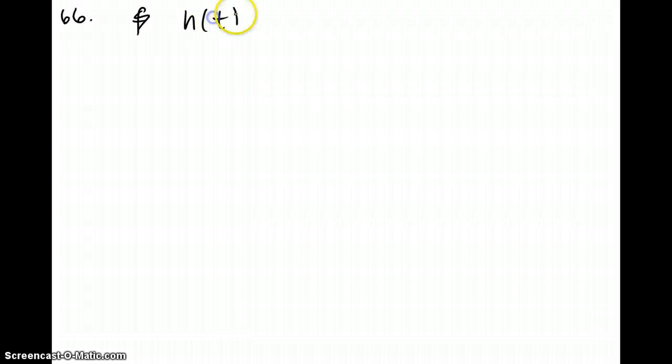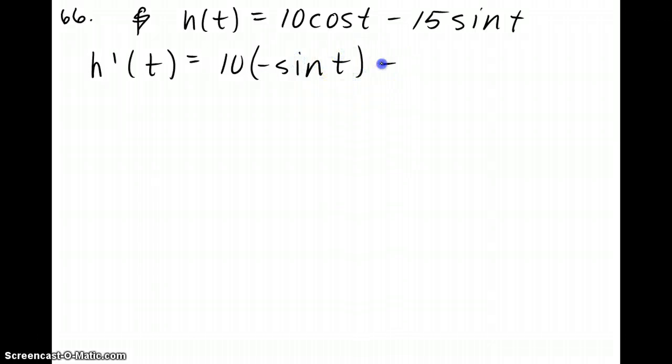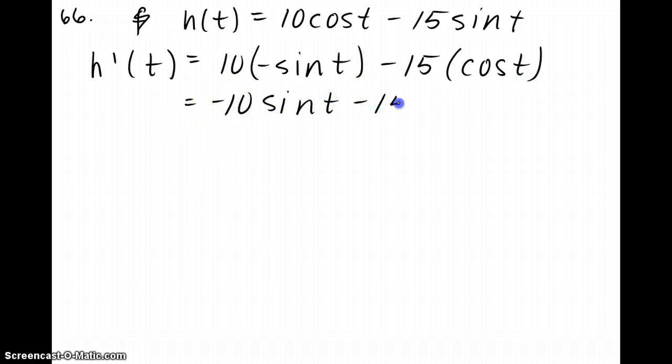h of t equals 10 cosine of t minus 15 sine of t. Find the second derivative. h prime of t equals 10 times negative sine of t minus 15 times cosine of t. So negative 10 sine of t minus 15 cosine of t. That's our first derivative.